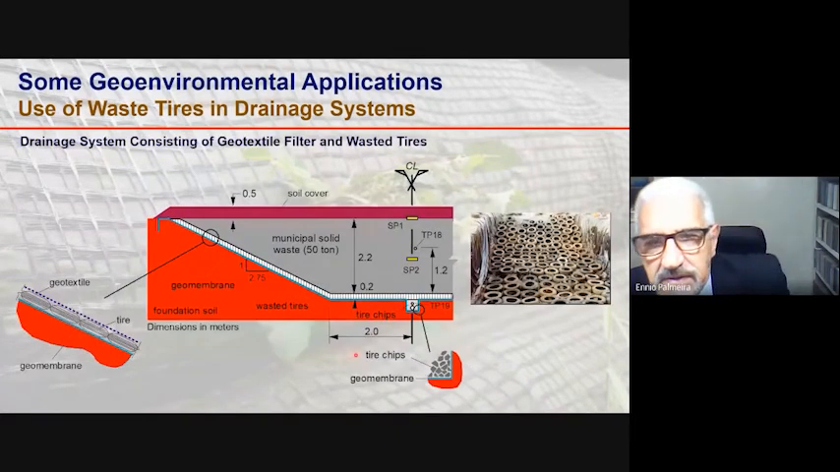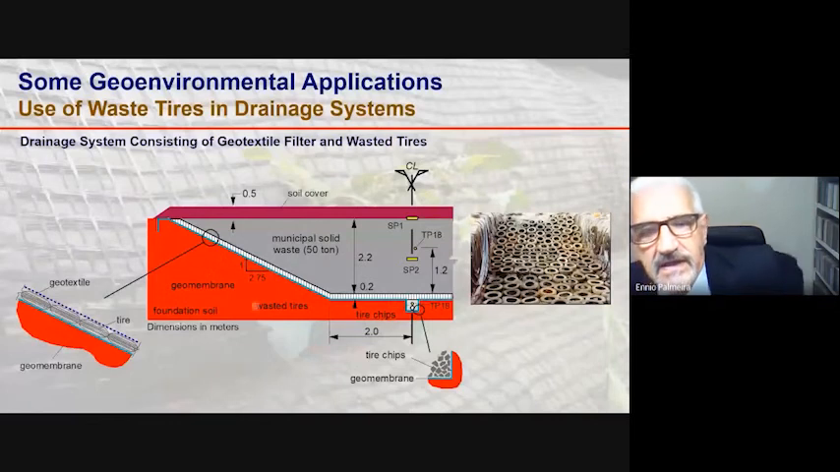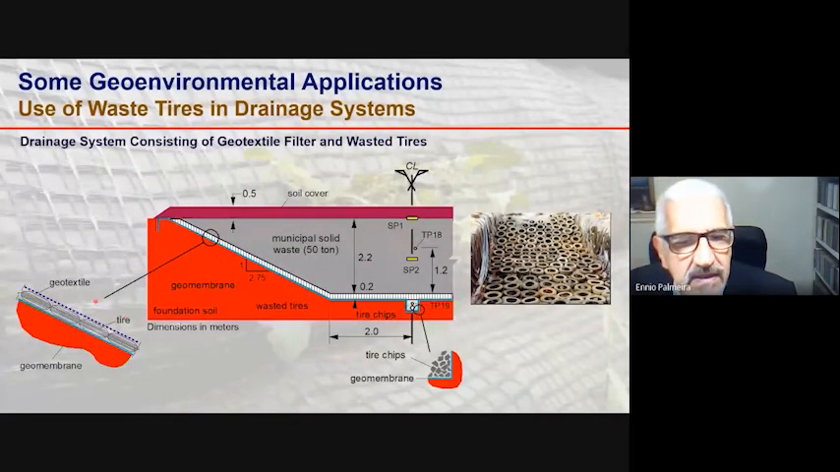The alternative drainage system consisted of a drainage layer made of tires and a geotextile filter. Same municipal solid waste, same amount of waste, 50 tons, on the same subgrade and also with a geomembrane layer at the base. This drainage trench here consists of tire chips and the geotextile here. So in this image you see the construction of the alternative experimental drainage layer for this waste cell.